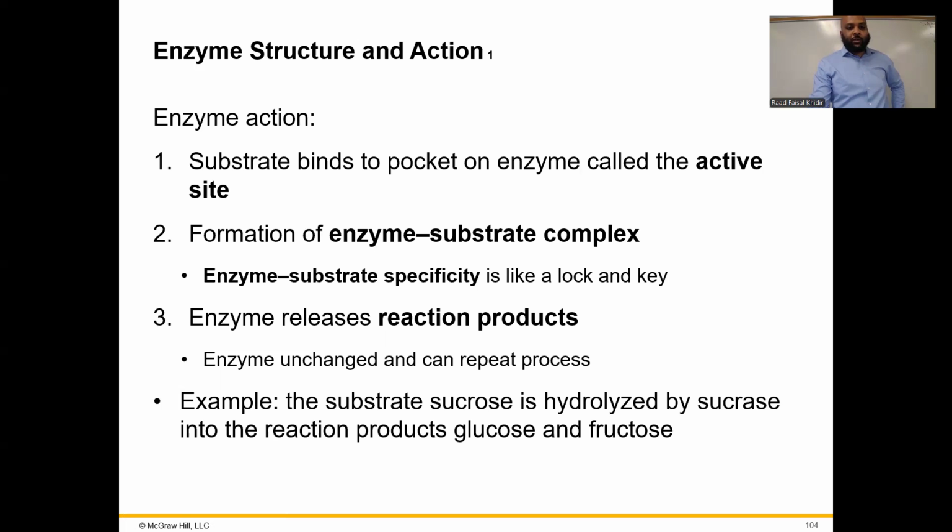Okay. So the enzyme releases the reaction product. The enzyme is unchanged and can repeat the process. So it does not get consumed in the reaction.